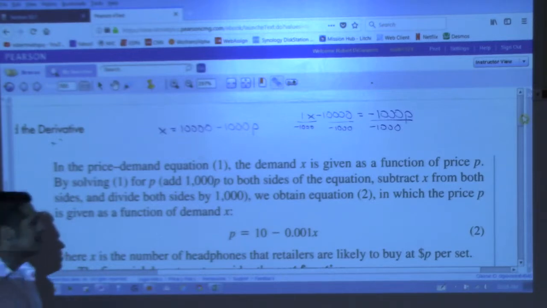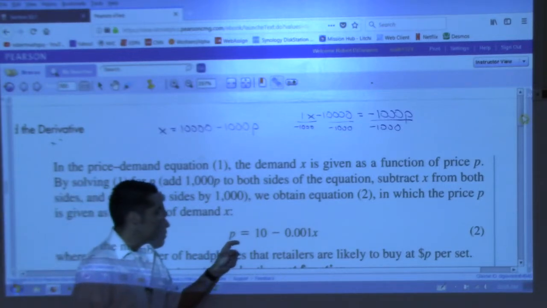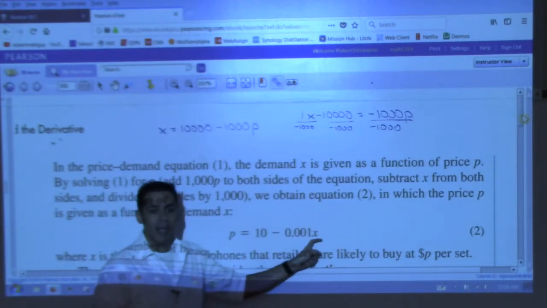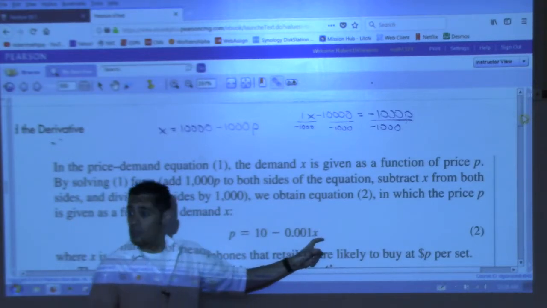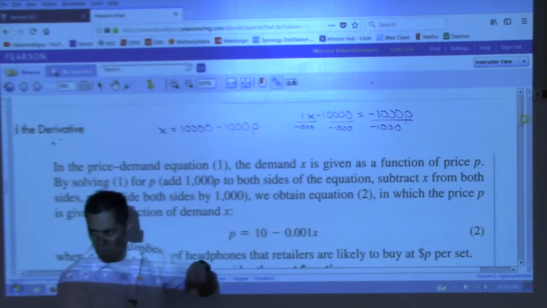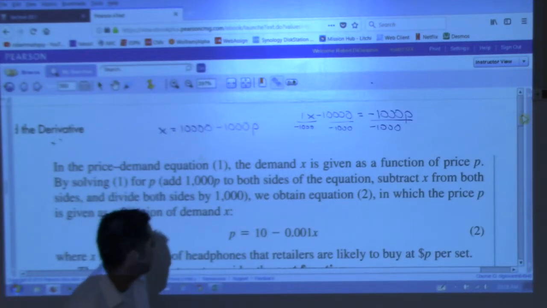So this equation comes from the original price-demand equation that was given to us. The difference now is that we can determine what we need the price to be at a certain demand. So if we want the demand to be 100 MP3 players, this will help us establish what the price needs to be. So we've flipped the roles of the variables.